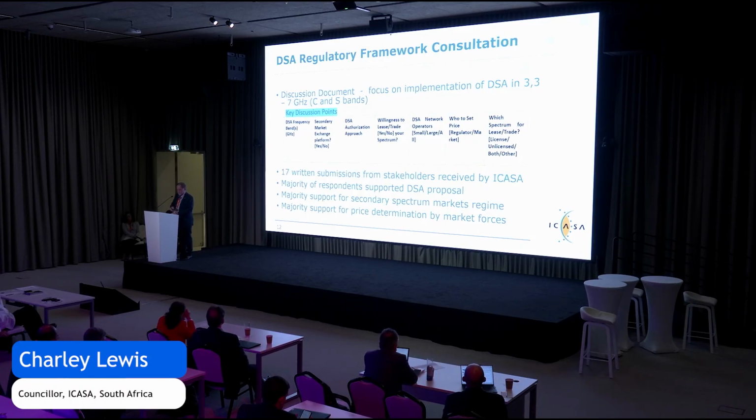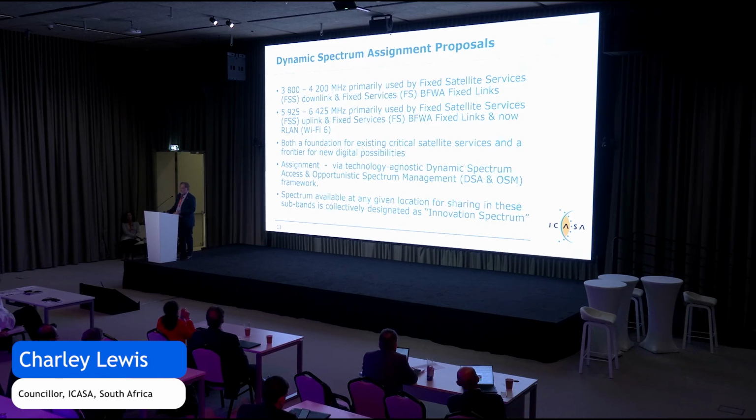So the proposals that emerged out of that discussion really focused on two bands, the 3.8 to 4.2, which is currently primarily used by fixed satellite services downlink, but also some broadband fixed wireless access fixed links in the band.